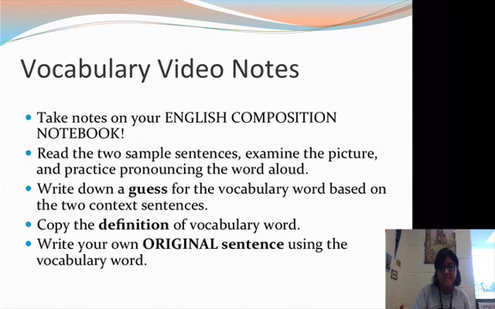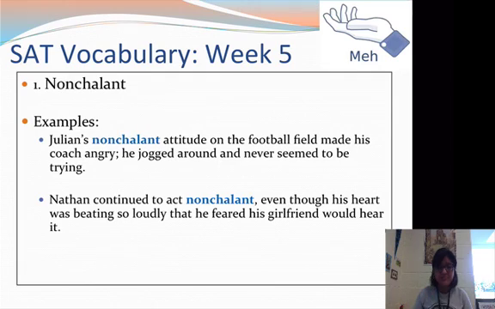Let's get started. So, first of all, grab your English composition notebook to take notes. What you'll see are 2 sample sentences, a picture, and I will practice pronouncing the word aloud with you. So you need to do 3 things during this video for each word or each root. You need to write down your guess, you need to copy the definition, and then you need to compose your own original sentence. So, the first word is nonchalant.